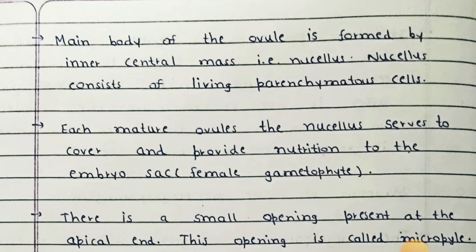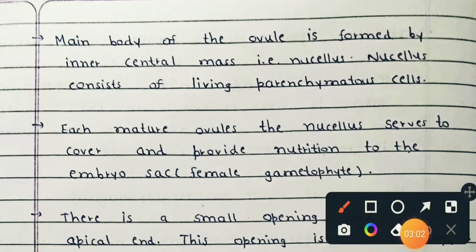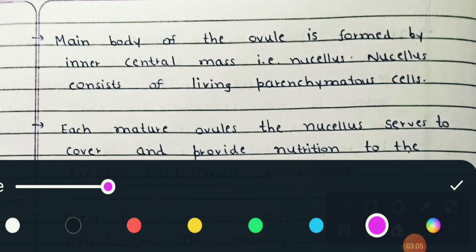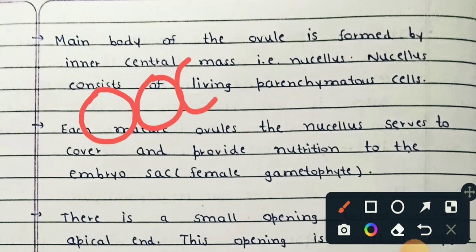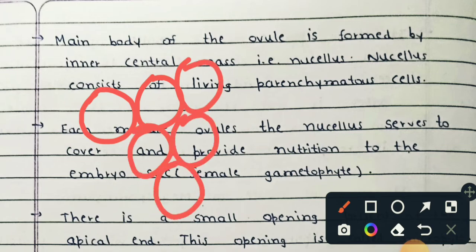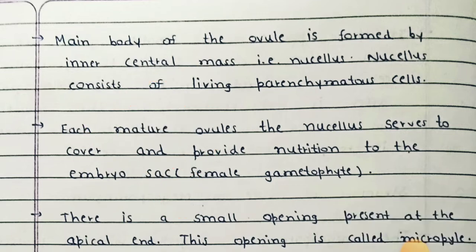What are parenchymatous cells? Parenchymatous cells are living cells that have intercellular spaces between them. They are loosely arranged cells. They mainly perform the functions of food storage, respiration, photosynthesis. Now, what does the nucellus do in the ovule? What is the function of nucellus?